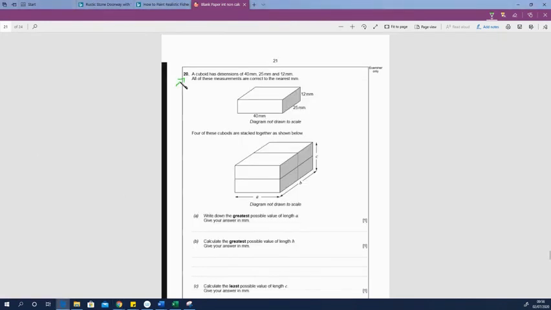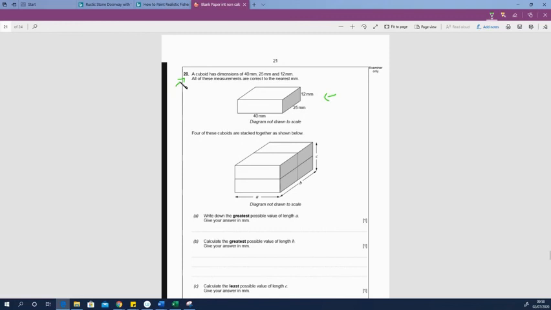And the final question on the exam paper, question 20. A cuboid measures 40 by 25 by 12 millimeters, as shown in this diagram. All the measurements are correct to the nearest millimeter. 4 of the cuboids are stacked together as shown below. Write down the greatest possible value of length A.